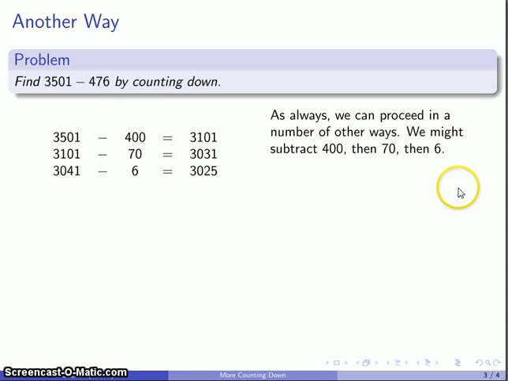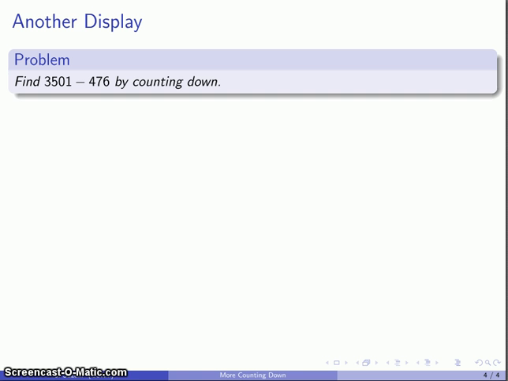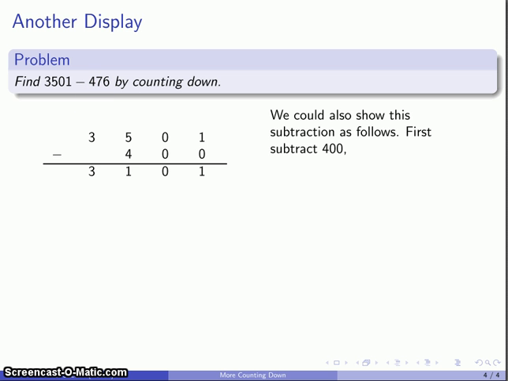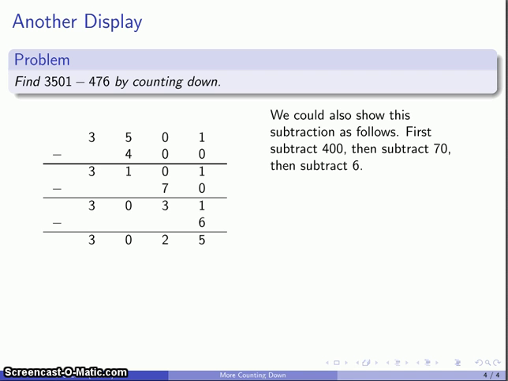A slightly different way of displaying this might be the following. So same problem as before, I'm going to subtract 476. And so I'll do that by first subtracting 400, then subtracting 70, then subtracting 6, and here's my counting down process.